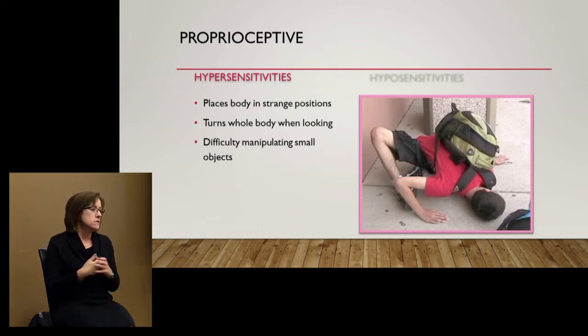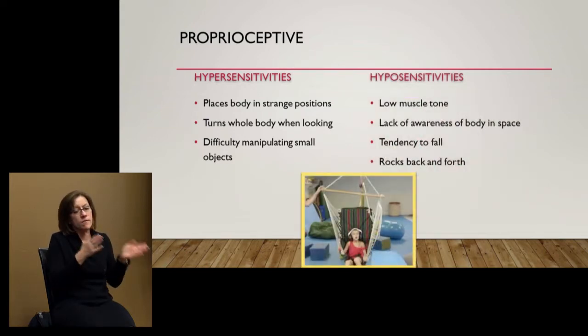Difficulty manipulating small objects. Now let's look at hypo. These are going to be your low muscle tone kids, kind of rubbery. They're never going to sit up, okay? A lack of awareness of their body in space, completely lack. You know, they're going to run into things. They might have a tendency to fall. They may rock to get some input, okay?